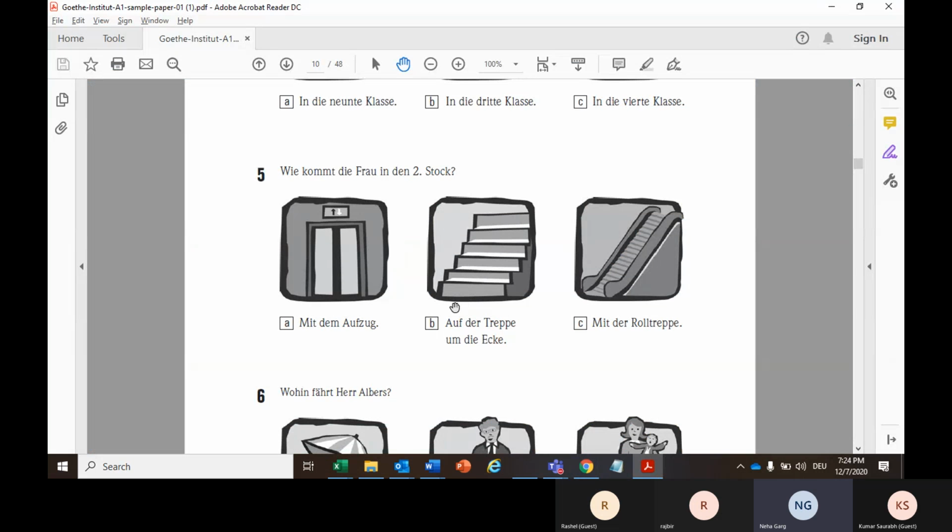Ach, entschuldigen Sie, wie komme ich denn hier in den zweiten Stock? Die Rolltreppe da vorne ist kaputt. Da gehen Sie rechts um die Ecke und nehmen den Aufzug. Um die Ecke rechts. Aha, danke.